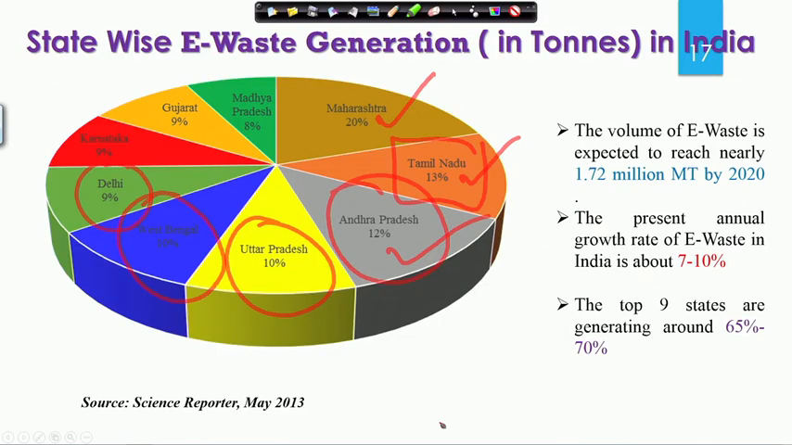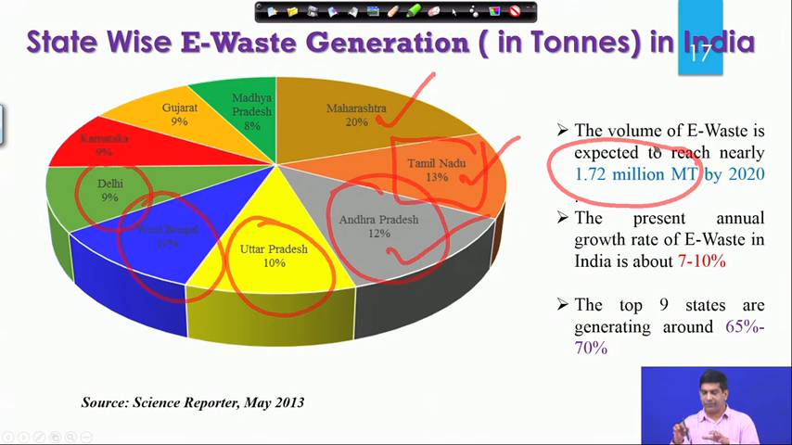But it has been expected that the amount of e-waste produced in India will reach around 1.72 million tons. If you compare this with the municipal solid waste, or the solid waste produced in India, which is around 60 to 65 million tons per year, then out of that, nearly 2 million tons, so 2 out of 60, that's a lot. It's almost 3 to 4%.